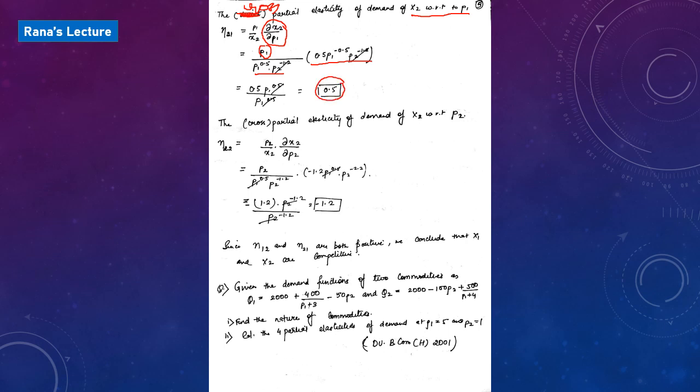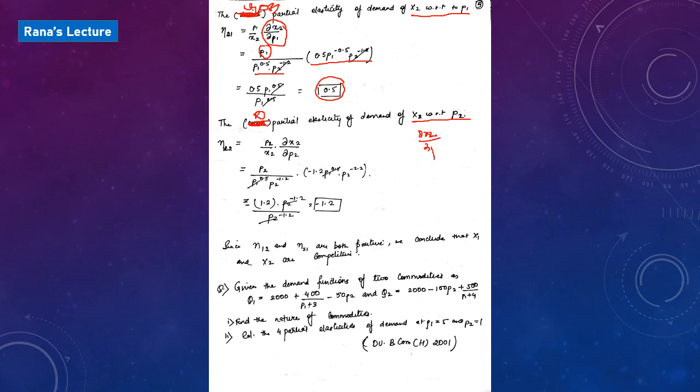Right? Now we calculate, this is direct partial elasticity. It's not cross. This is direct partial elasticity of demand of x2 with respect to p2. This will be what? With respect to p2, so this will be delta x2 by delta p2, right?